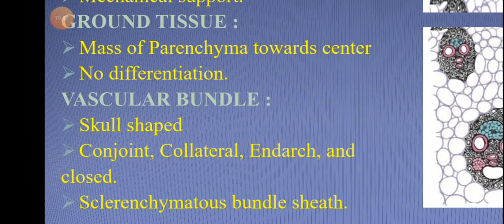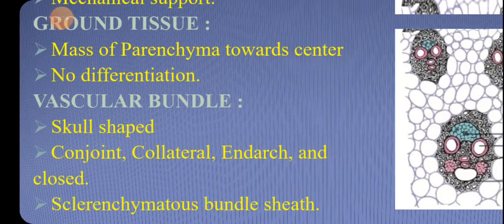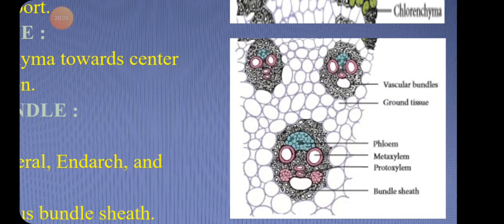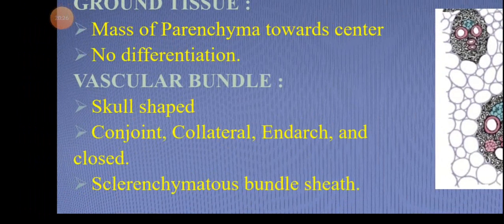Phloem lies towards the outer side, xylem lies towards the inner side, and the protoxylem lies towards the inner side, and it is closed. Here, closed is very, very important. The remaining things are present, like in dicot. Only the closed is the significant point of the monocot stem. Closed means between the phloem and the xylem, between the two, there is no cambium.